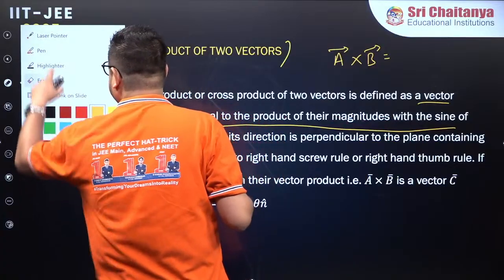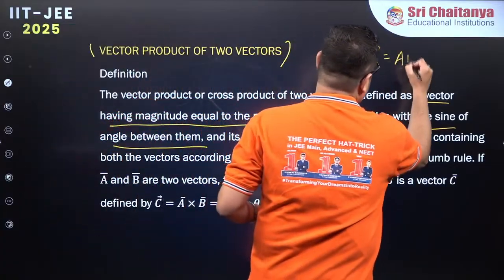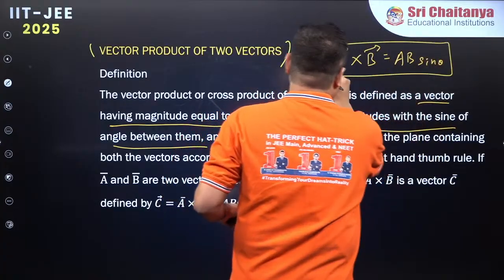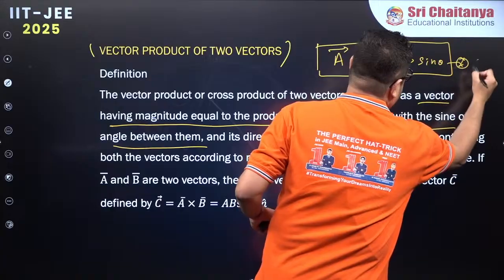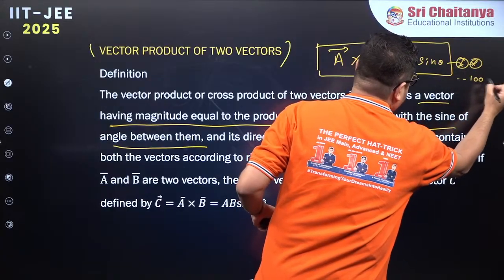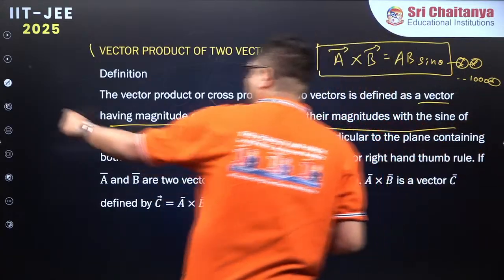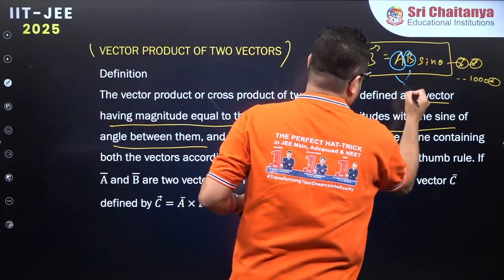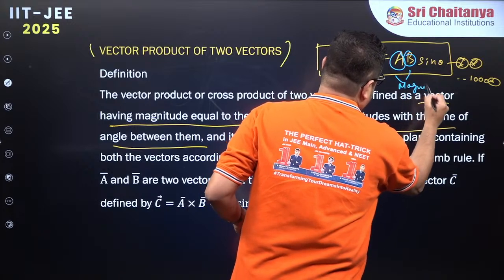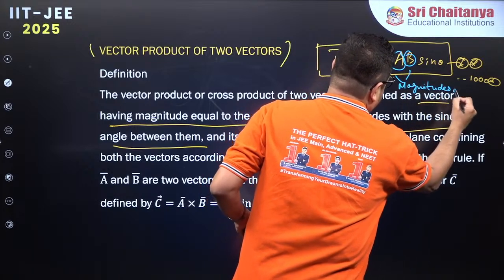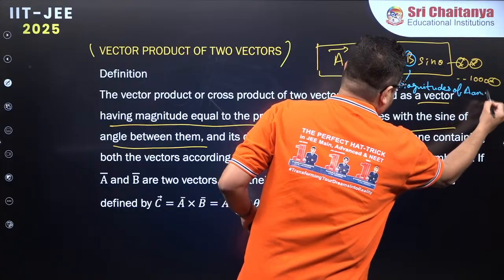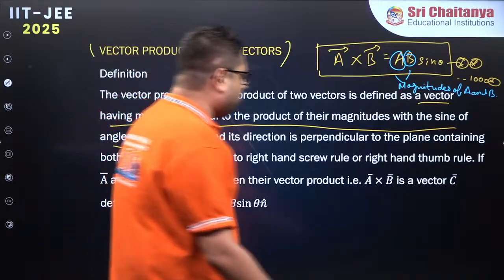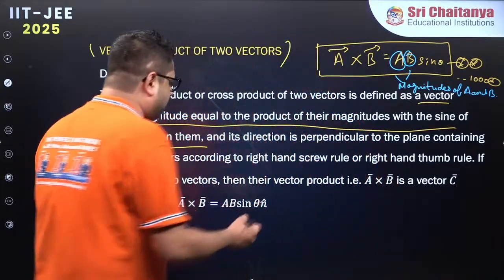So A cross B is nothing but AB sine theta. What are A and B? A and B are the magnitudes of the two vectors. This is a very important equation, worth a thousand stars, isn't it? These are the magnitudes of A and B, that's what is being said over here. And its direction is perpendicular to the plane containing both the vectors, according to the right hand screw rule.